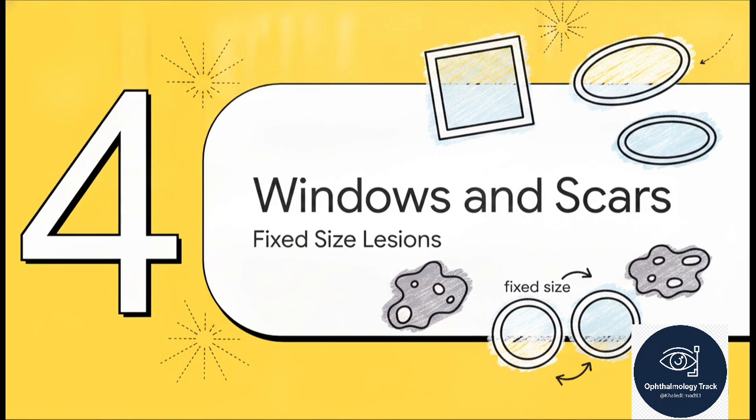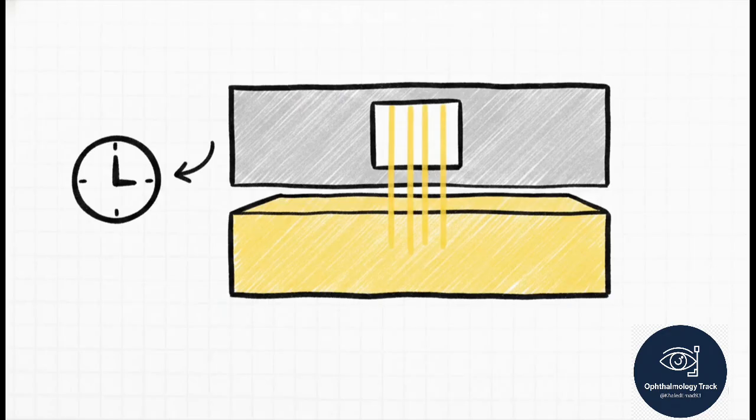Which brings us to our final section, Section 4, Hyperfluorescence, Windows and Scars. Let's look at transmitted fluorescence and staining. So we just talked about leaks and pools, right? Those involve active fluid movement. Now we're looking at transmitted fluorescence and staining. For both of these patterns, the physical size of the bright spot on the angiogram remains fixed from start to finish. It doesn't grow.